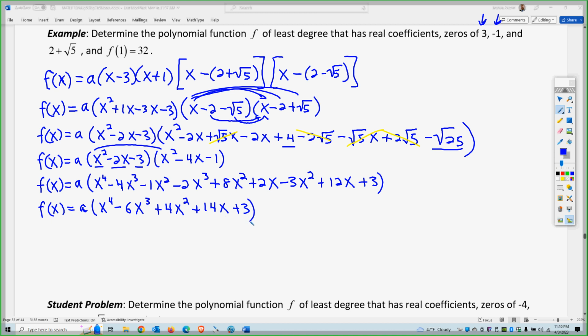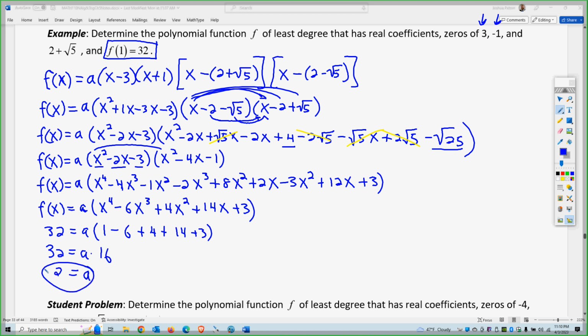All right, so I need a coordinate now to figure out what the a value is. Because there are an infinite number of functions that will go through these zeros, we need to know the specific function. So we have this coordinate right here. If you plug in 1 for the x, you can get 32 for the y. So 32 equals a, and if I plug in 1, I'll get 1 minus 6 plus 4 plus 14 plus 3. So I get 32 equals a times, that's going to be what, 16? So a equals 2.